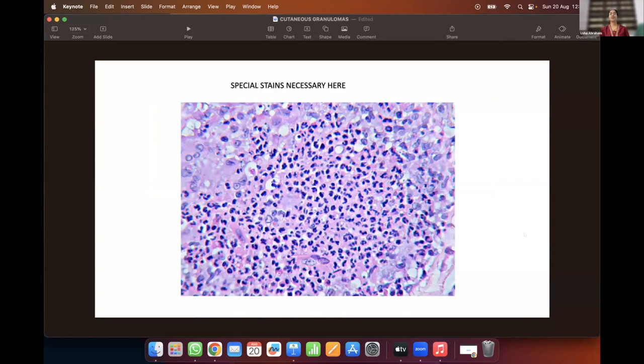So what type of granuloma is this, and what are the special stains which are needed here?